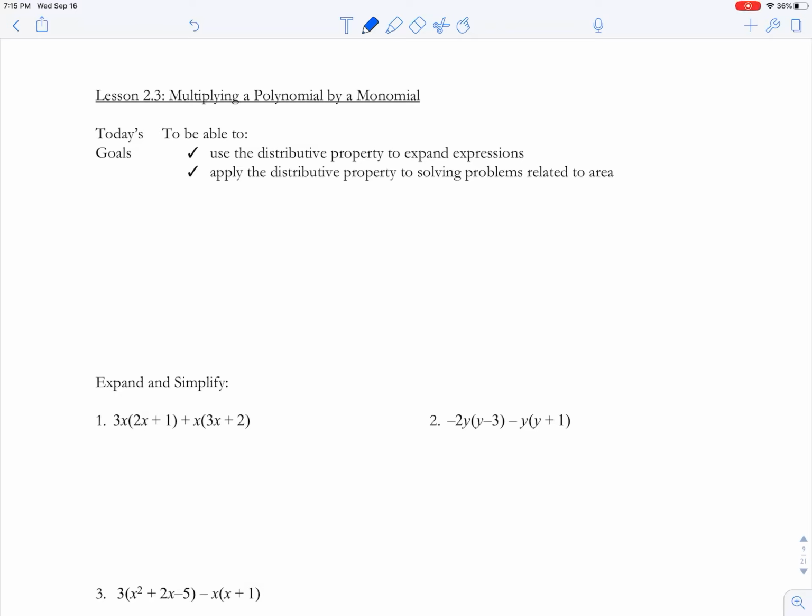Welcome to lesson 2.3, multiplying a polynomial by a monomial. So we're going to go straight ahead and I'm going to show you what I mean by that. We're going to have two different steps. Our first step is we're going to distribute. And remember that distribute means it's really asking you to multiply.